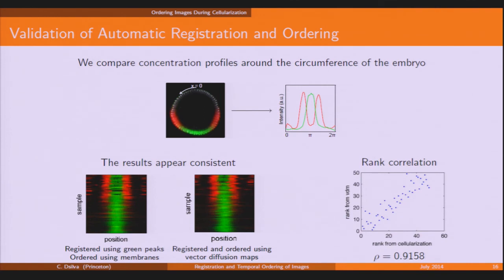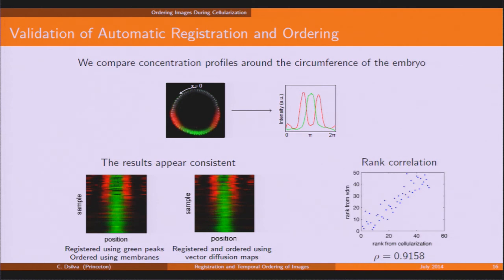So we can compare the concentration profiles around this. We want to compare the two results, the results I showed you using vector diffusion maps and the results that we obtain just by registering using the green signal and then ordering using these membranes. And the simplest way to compare is to look at the concentration profiles around the periphery of the embryo. So for each image, we can unwrap the concentration around the circumference into a concentration profile. And then we can stack them all in an array. So down here, each row in this array corresponds to an image, and the signals are going around the circumference of the embryo, and they're ordered by time.